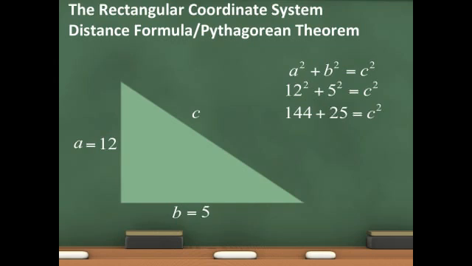12 to the second power is 144. 5 to the second power is 25. 144 plus 25 is 169. 169 equals c squared. Then c is the square root of 169. The square root of 169 is 13, so side c measures 13 units.